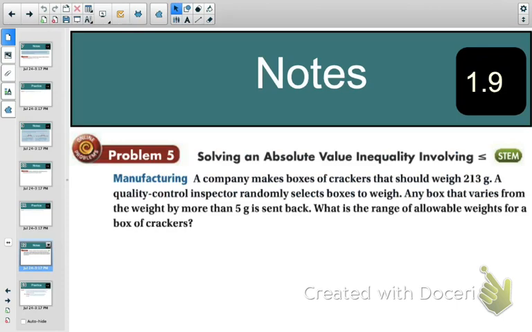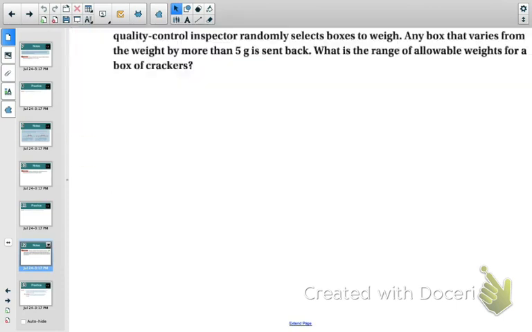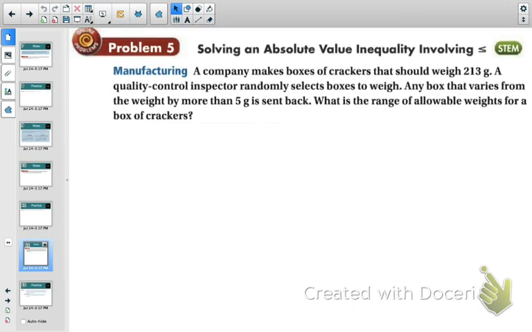Alright, moving on. Solving an absolute value inequality involving a less than or equal to. So this is a STEM problem. Manufacturing. A company makes boxes of crackers that should weigh 213 grams. A quality control inspector randomly selects boxes to weigh. Any box that varies from the weight by more than 5 grams is sent back. What is the range of allowable weights for a box of crackers? So we have to set it up, which can kind of be tricky sometimes, but we know that we don't want it to vary by more than 5 grams.